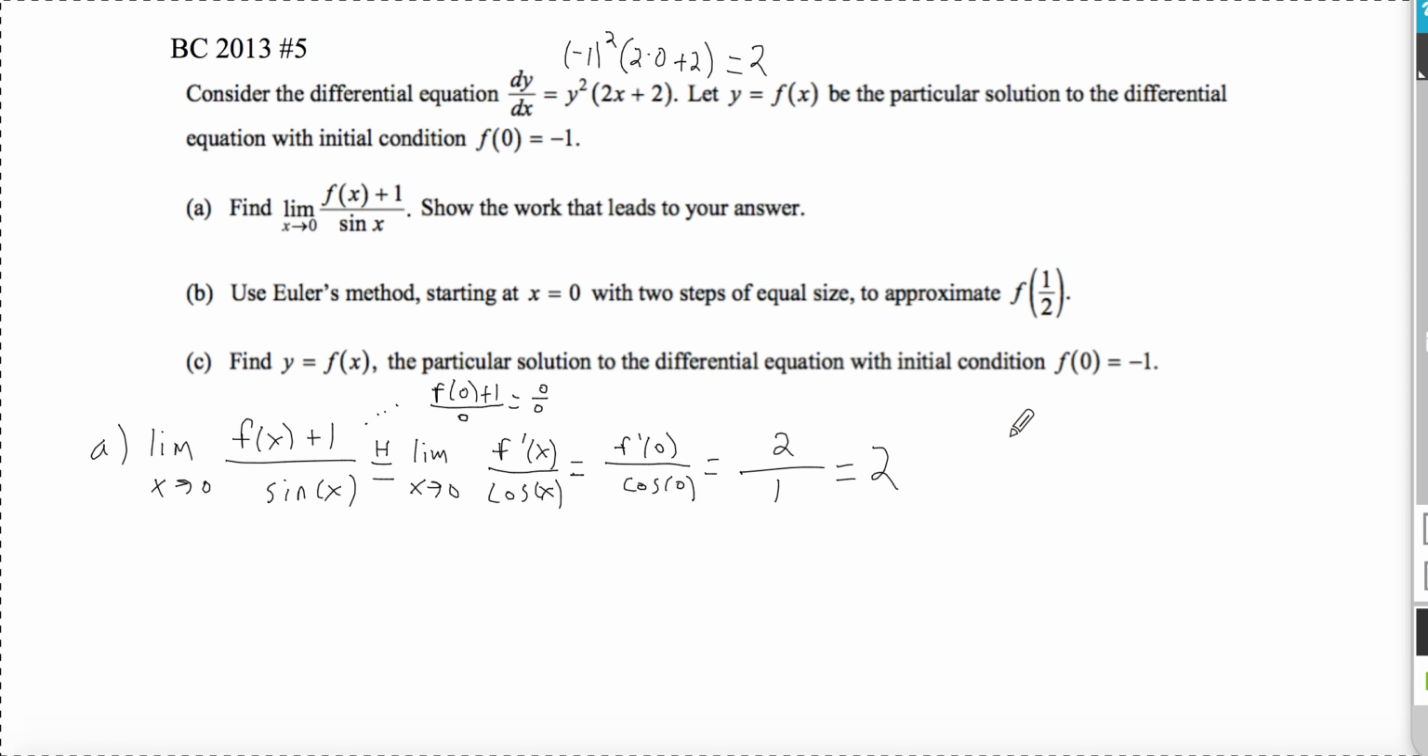Not too bad, huh? Okay, let's take a look at part B.